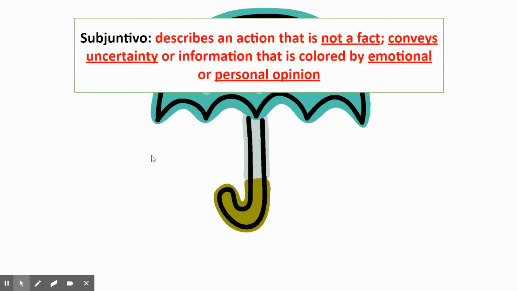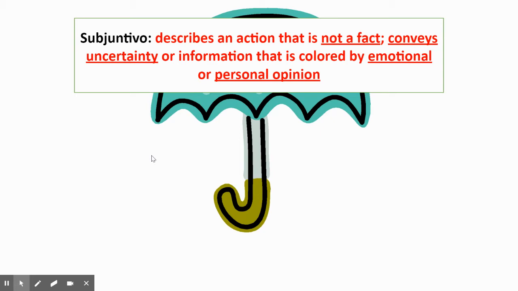The third and final mood in the Spanish language is subjuntivo, subjunctive. Subjuntivo describes an action that is not a fact. So to contrast it with indicativo, subjuntivo conveys uncertainty. Subjuntivo conveys uncertainty or information that is colored by emotion or personal opinion.